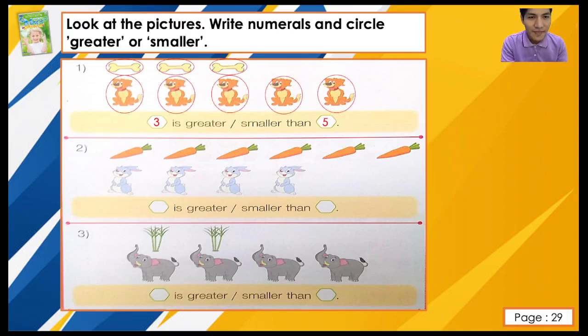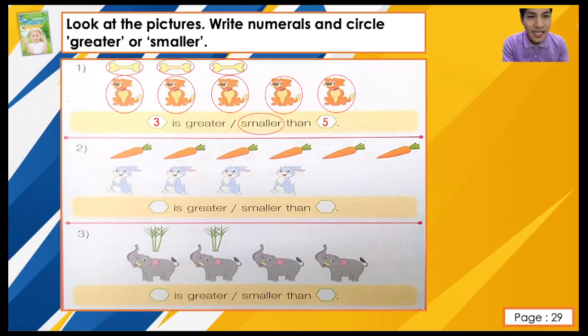Are you following? Now, let's compare. Is 3 greater than or smaller than 5? Yes, correct. 3 is smaller than 5. Alright, grade 1, are you following? Now, let's go to number 2. What do you see there? There are carrots and rabbits.